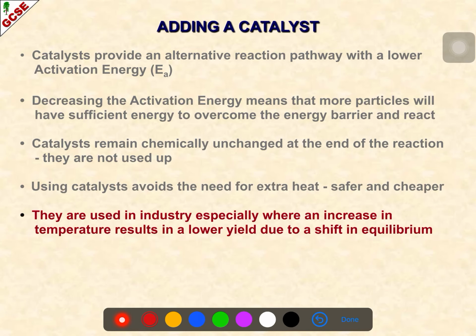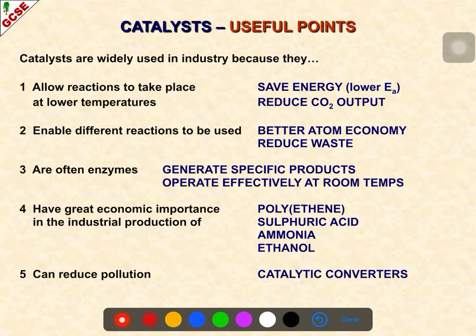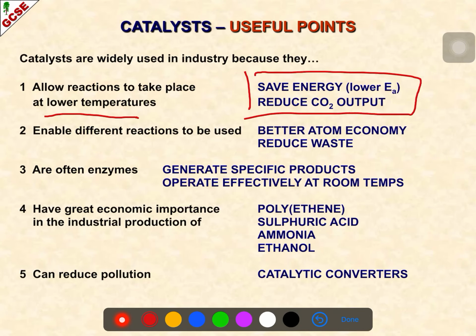They are used in industry, especially when an increase in temperature results in a lower yield due to the shift in equilibrium. We did that before. Alright, so catalysts, these are the useful points. Catalysts are widely used in industry because they allow reactions to take place at lower temperature, so that saves energy, because they have a lower activation energy. They enable different reactions to be used, better atom economy, and reduce waste.